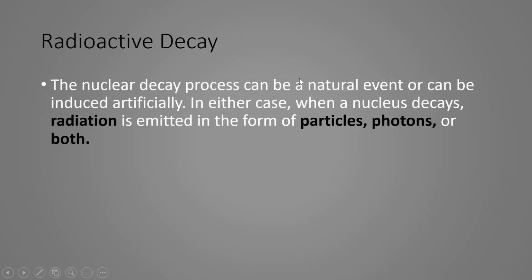What is radioactive decay? It's this process by which an unstable nucleus spontaneously disintegrates. It releases energy, it releases matter. So this nuclear decay process can be natural or can be induced artificially. In either case, when a nucleus decays, radiation is emitted in the form of particles. Those are particles that have mass. Photons, think of just packets of energy. We see that when we talk about gamma radiation, or it could do both.